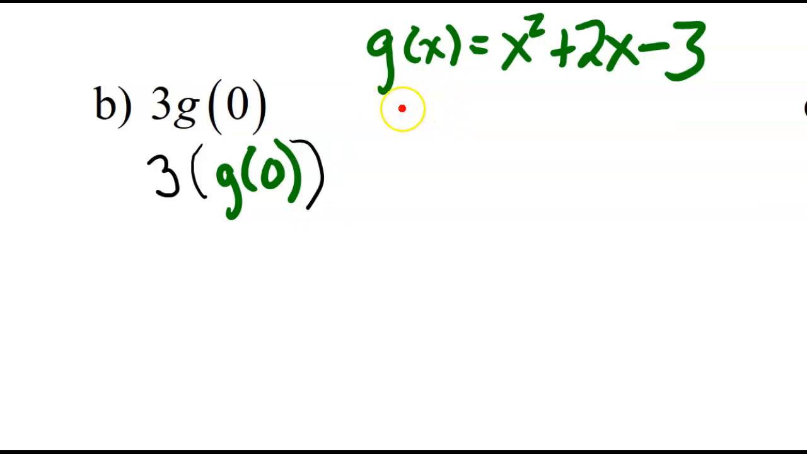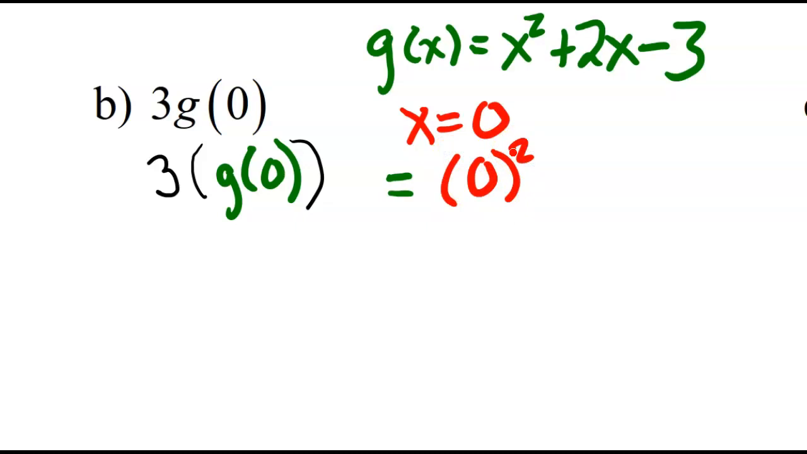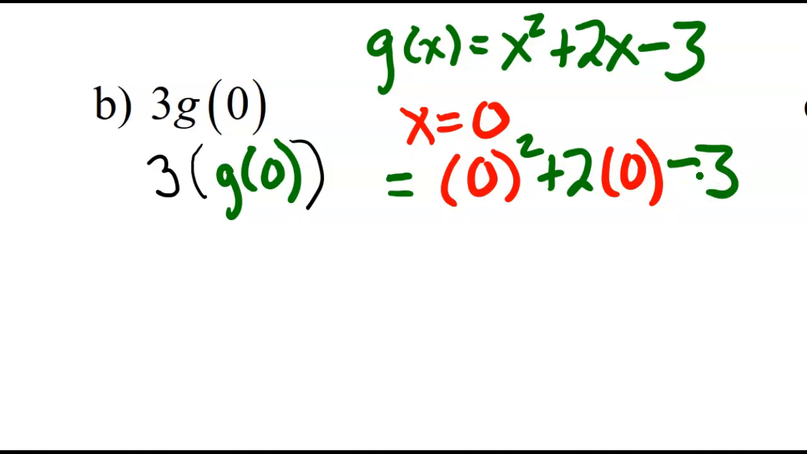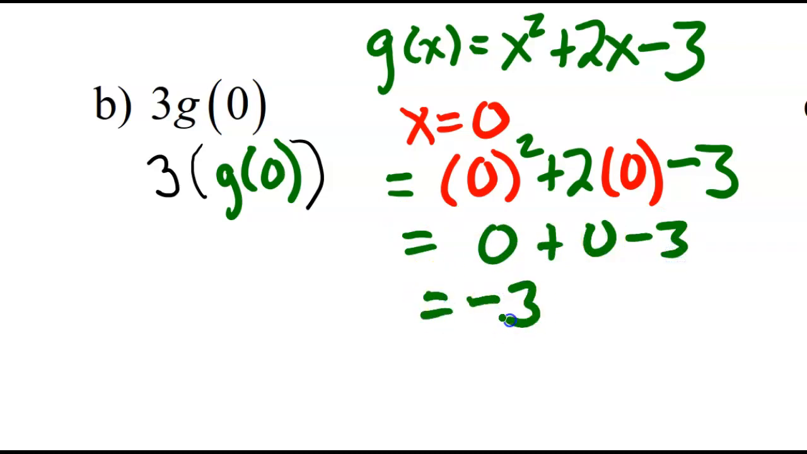This is saying that my x is supposed to be turning into 0. So what is this really equal to? Instead of x, 0. So 0 squared, because the first value was x squared, plus 2 times 0, then minus 3. What happens then? I'm going to get 0 plus 0 minus 3. Final answer is negative 3.